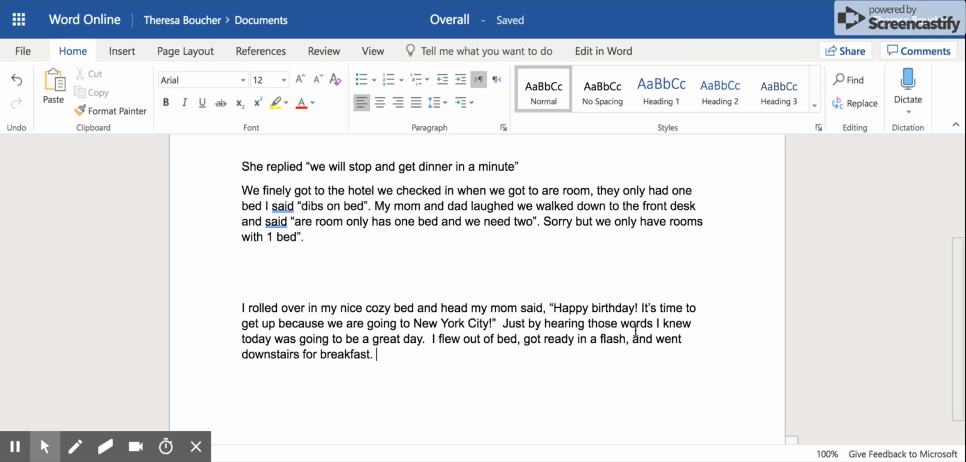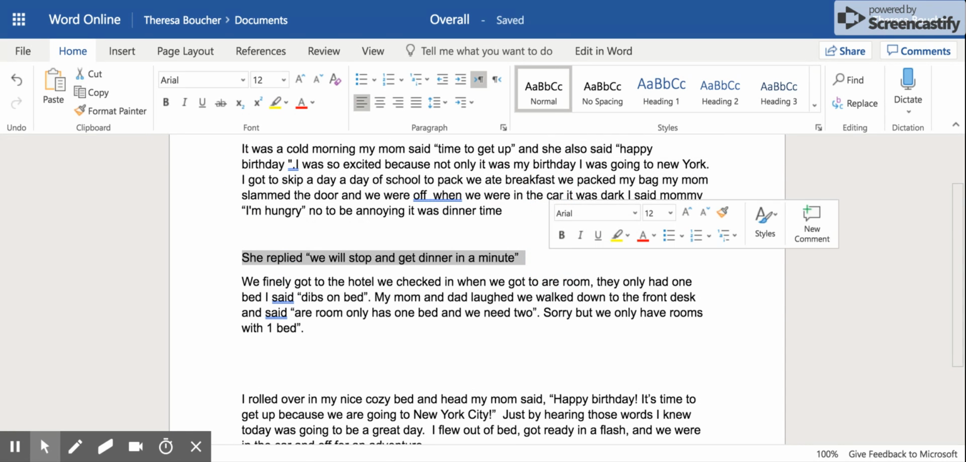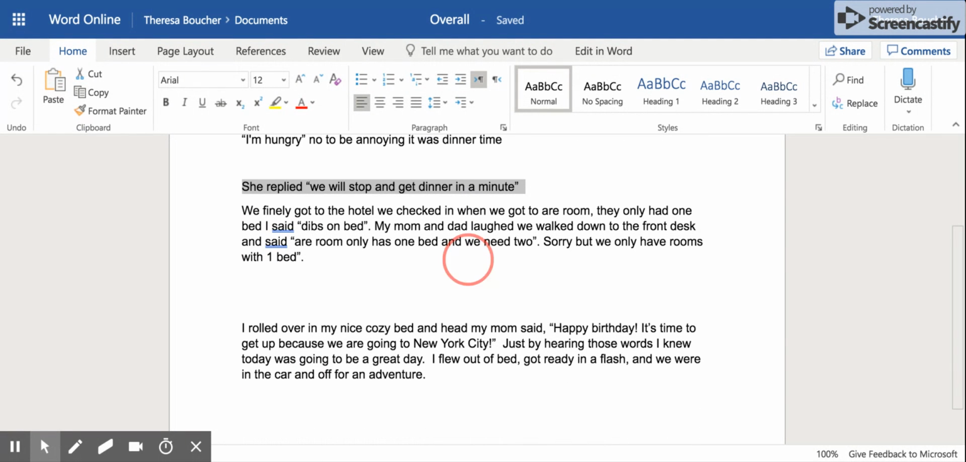Or even just say, you know what, I'm going to skip downstairs for breakfast. I'm just going to say, and we were in the car and off for an adventure. I'm going to skip all of that. And I also noticed that they had something about, well, let's get dinner. I'm hungry. Are those going to impact your story that we need those here? Or are those things that we can get rid of? Those are probably things that we can get rid of because you need to make sure that you're getting faster to the heart of the story.